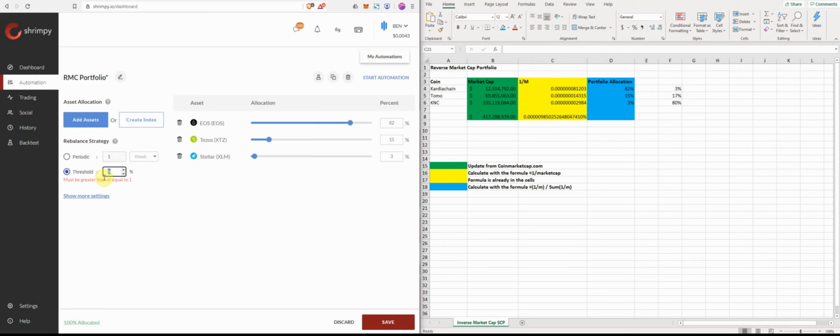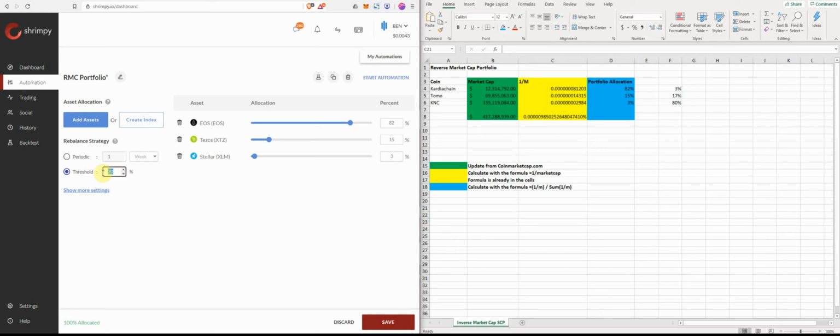So I generally operate with the alts in a 20 to 30% range. And what that means is if I plug a 20 in here, if Cardia Chain goes up 20%, it's going to trigger a rebalance, because if Cardia Chain went up 20%, it's now going to be more than 82% of my portfolio. So it'll rebalance the entire portfolio to get back to these settings.